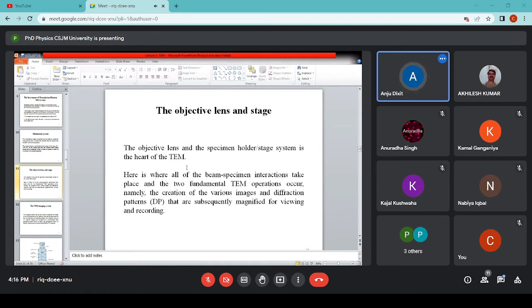The second part is the objective lens and stage. The objective lens and the specimen holder stage system is the heart of the TEM. Here is where all of the beam-specimen interactions take place, as in the diagram I showed you before of electron beam and sample interaction. Several signals are produced here, and the two fundamental TEM operations occur, namely the creation of the various images and the diffraction pattern that are subsequently magnified for viewing.